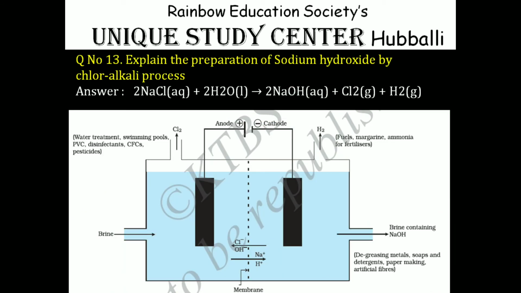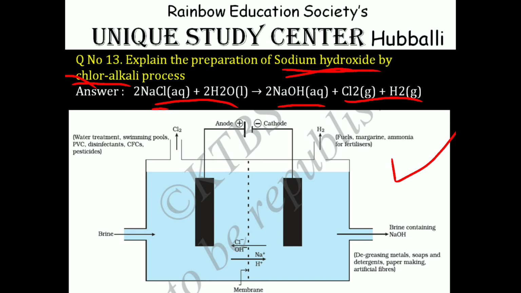Explain the preparation of sodium hydroxide by the chloroalkali process. There are some salts and their preparation, which is important. Look here, sodium hydroxide, NaOH, is prepared from sodium chloride. When sodium chloride is dissolved in water, it gives sodium hydroxide along with the liberation of chlorine and hydrogen gas. That can be explained by the diagram of the chloroalkali process.